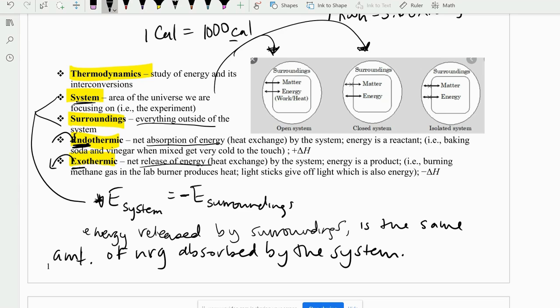So again, endothermic reactions are absorbing energy from the surroundings and bringing it into the system. And when that happens, things will feel cold to the touch. Now the opposite is true. In an exothermic reaction, energy from the system is being released to the surroundings. It's giving off energy, it's giving off heat, whatever it may be. So in an exothermic reaction, you will feel heat coming from these types of reactions.